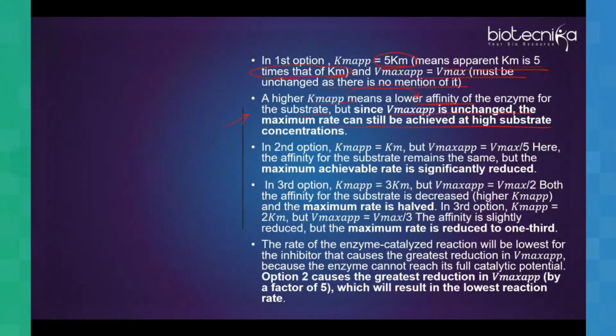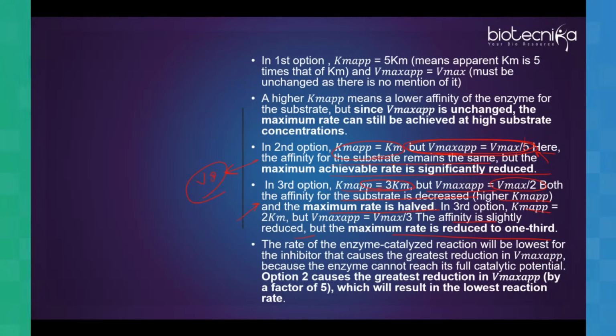But in the second option, Km app is Km only, but Vmax has been reduced 5 times. So here the affinity for the substrate remains the same, but the maximum achievable rate is significantly reduced. That is why this will be the answer, where we will have the lowest rate. If you check the third option, Km app is 3 Km, but Vmax app is just decreasing by 2. So the affinity is decreased because we have a higher Km, and even the maximum rate is halved. In the third option, the affinity is slightly reduced, but the maximum rate is reduced to 1/3 of it.